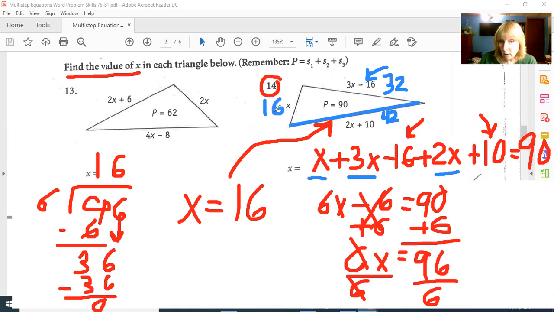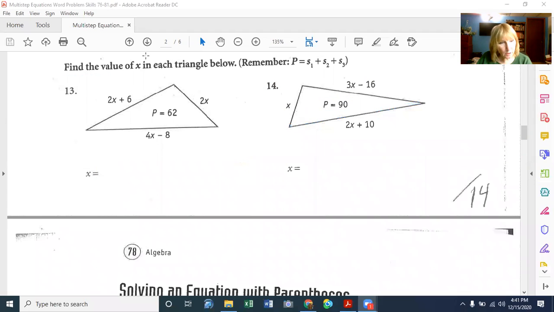Now, to check that I did it right, if I were to add 16 plus 32 plus 42, I should get a perimeter of 90. So let's see if we do. 32 plus 42 is 74. 74 plus 16 more is 90. So yes. So be careful on those problems when you see those on a test. Make sure that you are checking to see what the problem is asking. Are they asking for x or are they asking for the length of the side? Okay, I'm going to clear that. You can try 13 on your own.